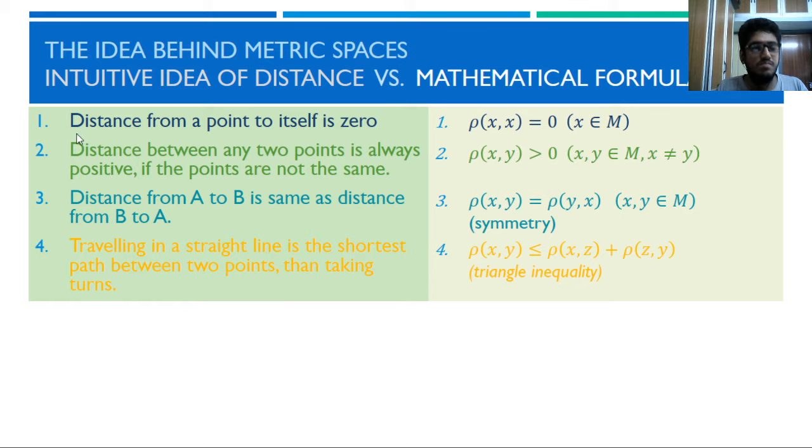To begin with, if I stand at the same point x and I do not move, I have traveled zero distance. This rho of x comma x is equal to 0. Let me read it in another way. Distance from x to itself is equal to 0.